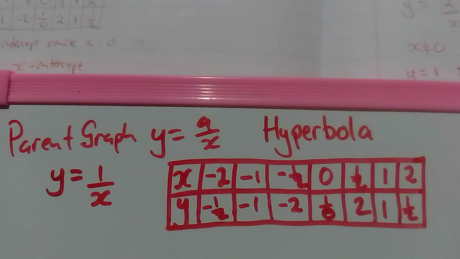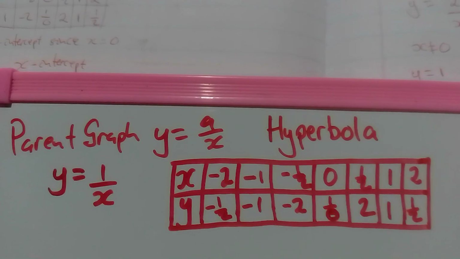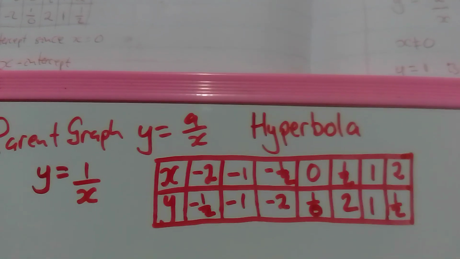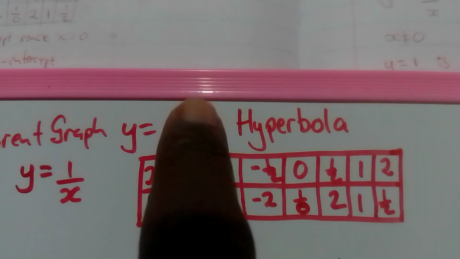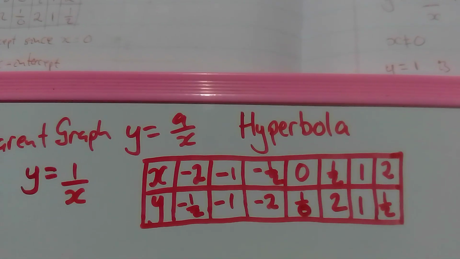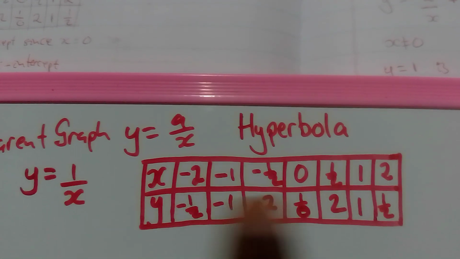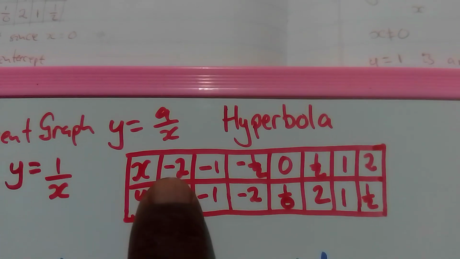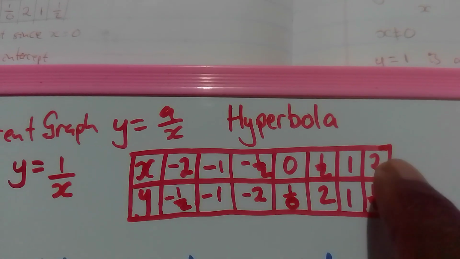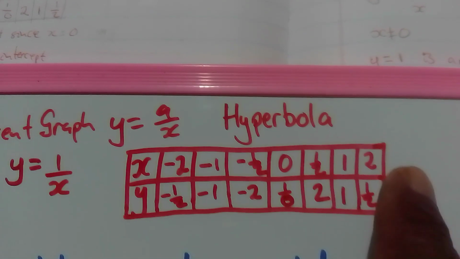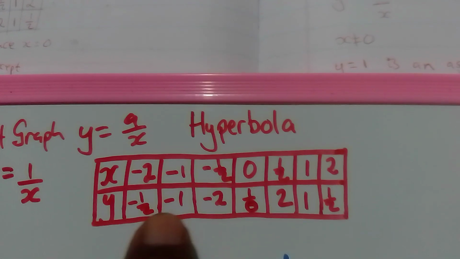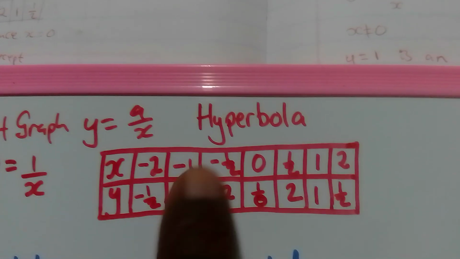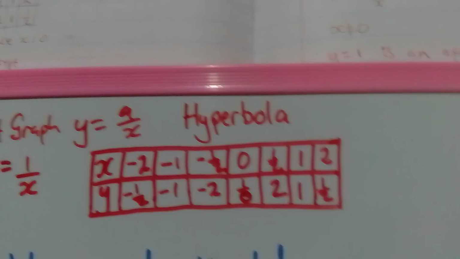Alright, this is a new video on a new function which is called the hyperbola. Now we're going to investigate the parent graph, which has the equation y equals a over x. Here I gave you a table of values and our a is equal to 1. If you punch into the calculator the x values from -2 to +2, these are the values that you get. When x is -2, you get -1/2, -1, and so forth.